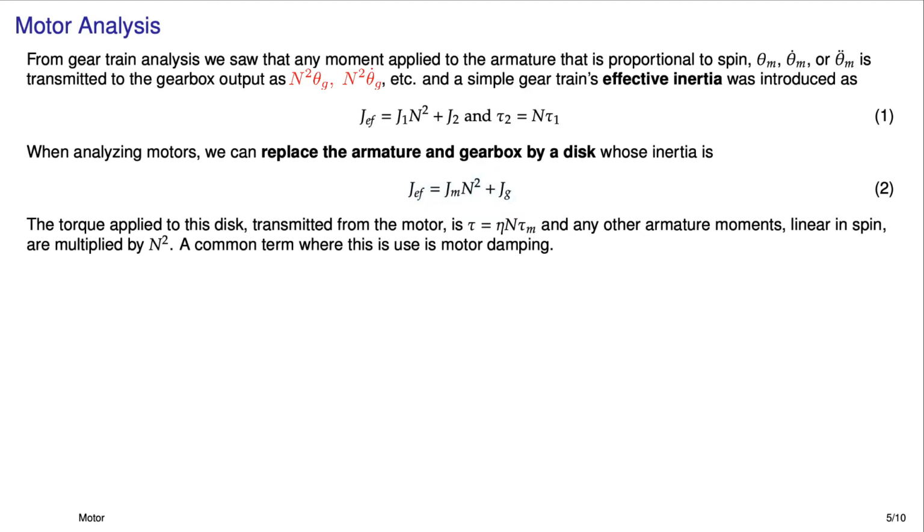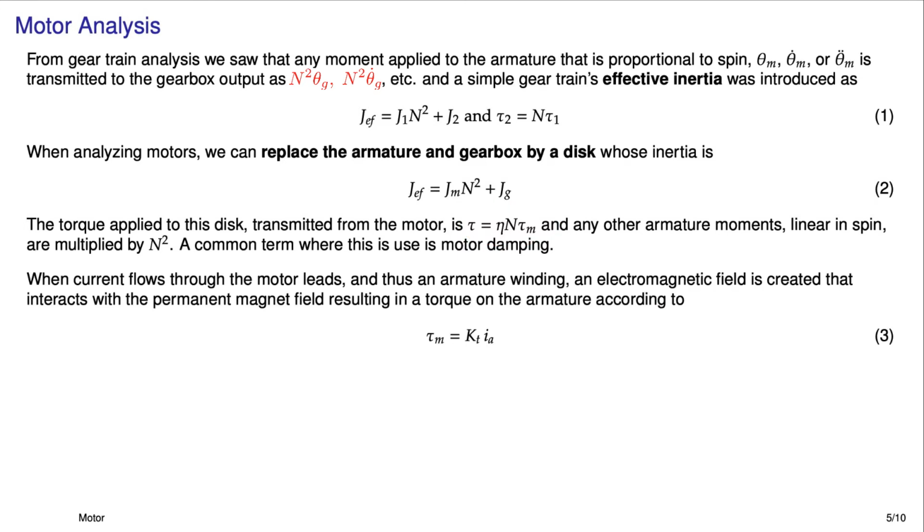The other important point is that the torque on the output side of the gearbox is equal to eta n tau m. Let me explain those terms. Eta is the gearbox efficiency, and that's the first time that we've really looked at any sort of efficiencies related to gears and gearboxes, but that's the efficiency of the gearbox. n is the gear ratio, and tau m is the torque that's applied to the armature of the motor due to the interaction of the armature windings and the permanent magnets inside the motor.